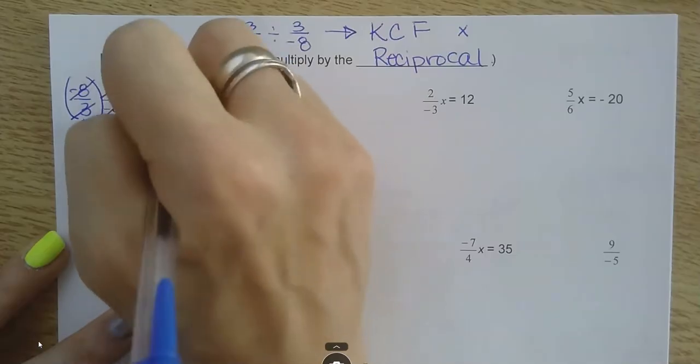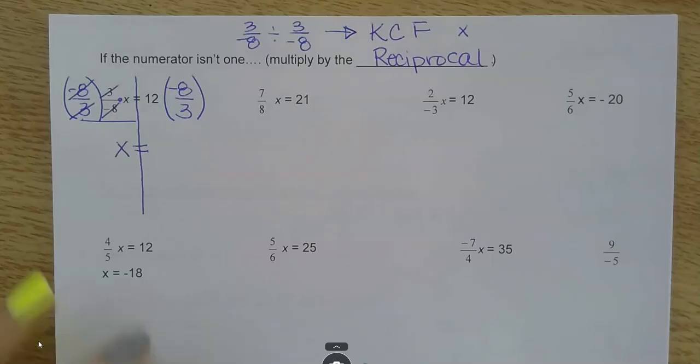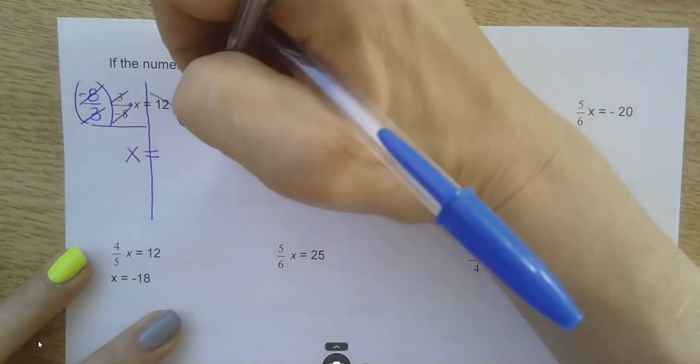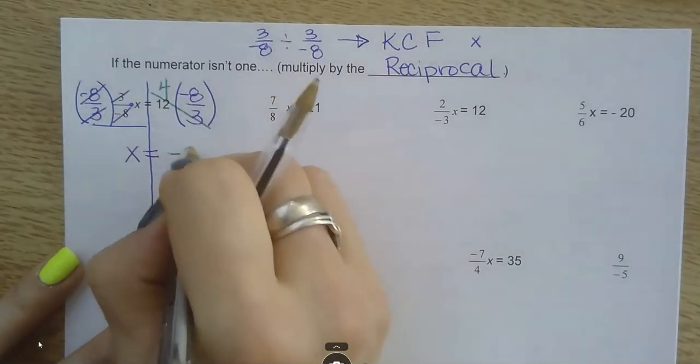So I'm over here still multiplying by negative 8/3. And this is where that strategy comes in, right? 12 divided by 3 would be 4, and 4 times negative 8 is negative 32.